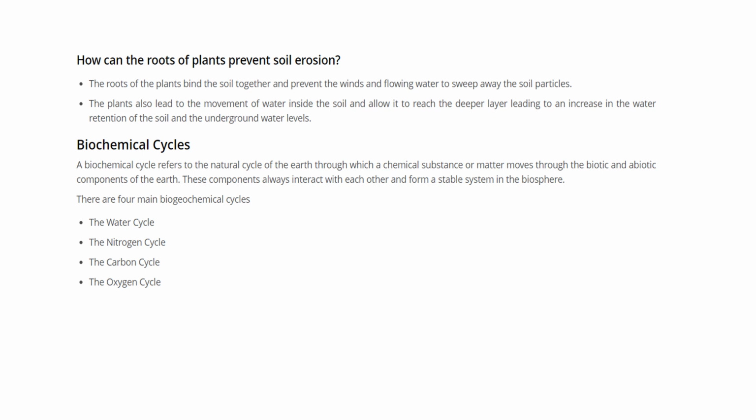Next we will be learning about biogeochemical cycles. A biogeochemical cycle refers to the natural cycle of the earth through which a chemical substance or matter moves through the abiotic and biotic components of the earth. These components always interact with each other and form a stable system in the atmosphere.